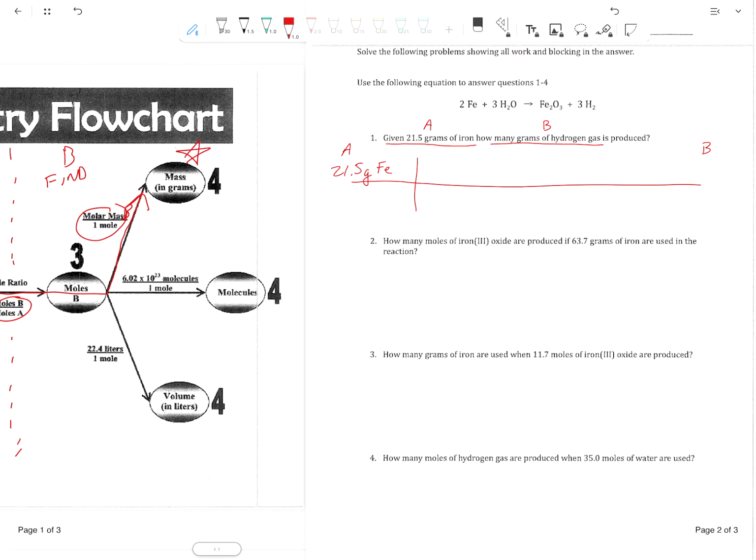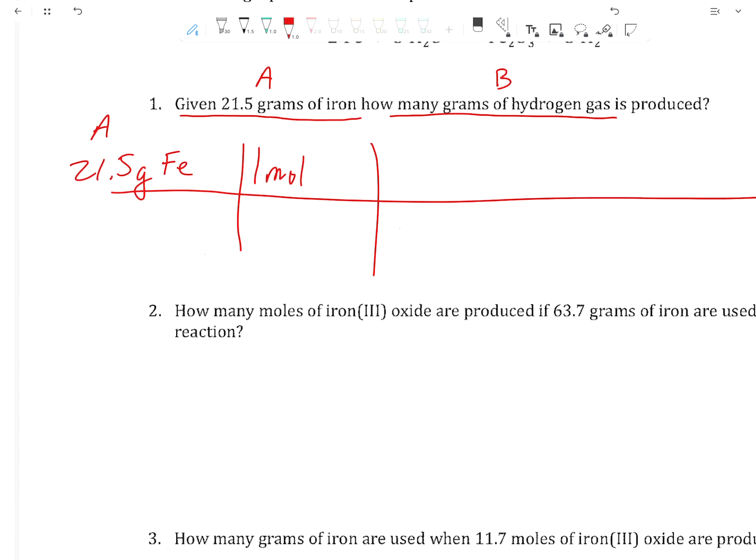So the first thing we have to do is get 1 mole over the molar mass. Let's make this bigger so we can see that. 1 mole of iron over the molar mass of iron. We're going to call that 55.8 grams of iron per 1 mole of iron. And now comes our mole ratio. I'm going to write down mole ratio down here. Okay, and so that's going to be moles of B over moles of A. Now B is your hydrogen gas over here, and A is going to be your iron over here.